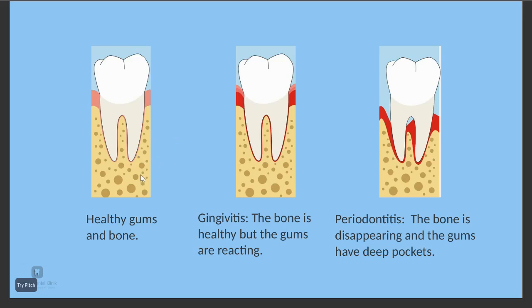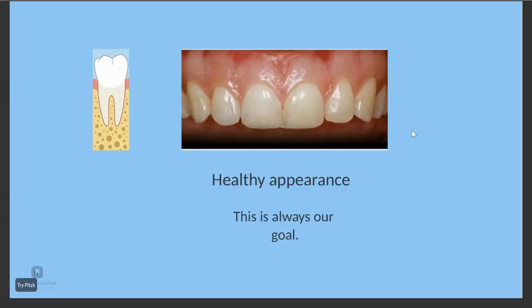First picture here, healthy gums, healthy bone. Gums are pink and healthy. The gums are at the level with the enamel. Gingivitis, we have inflammation of the gums, redness, we can have bleeding, but the bone around the gums hasn't changed. Periodontitis, gum disease, the bone shrinks away from the teeth, away from the inflammation, the roots become exposed.